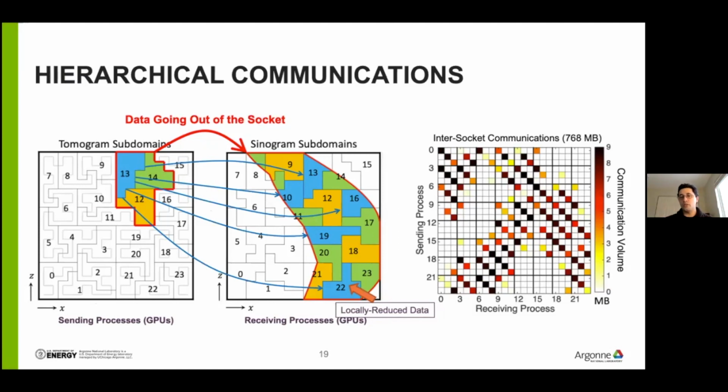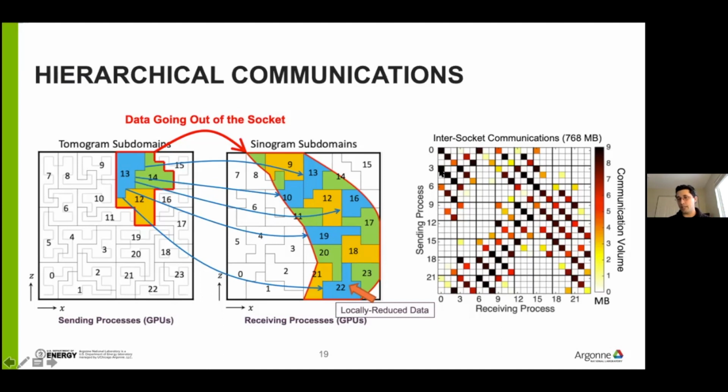What we can do is, for example, consider the groups of GPUs that are connected to the sockets and perform reduce or combine operations within the socket, and then exchange the data, whatever was combined or reduced, between the sockets. And this actually optimizes the data communication significantly.